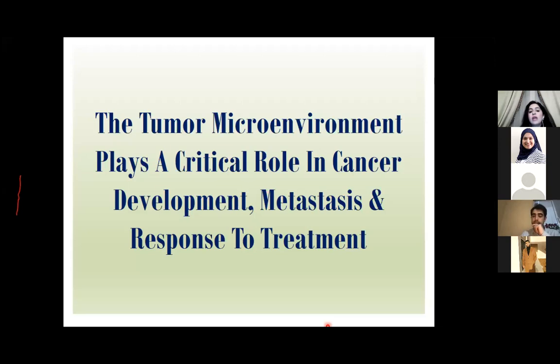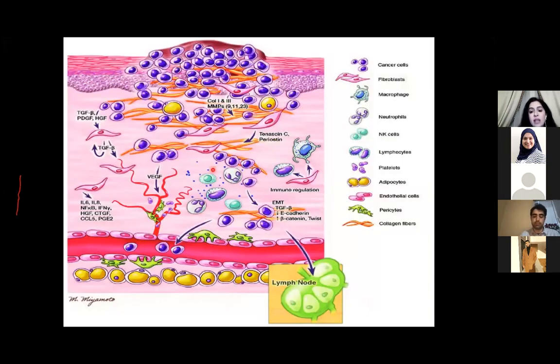Now we are going to talk about the tumor microenvironment. How does it play a critical role in cancer development, metastasis, and response to treatment? We're not going to go through all the details of this diagram or figure, but as you can see here, a tumor is full of immune cells. It has many immune cells.